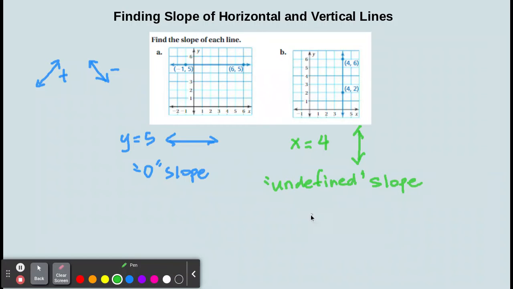because we would end up with our change in y over change in x. Well, what's our change in y? Our change in y here is 2. Our change in y here is 4. And our change in x, our x doesn't change, does it? It's a 0. But remember, you can't ever divide by 0. You can't have 0 as a denominator. And so this one is considered undefined.